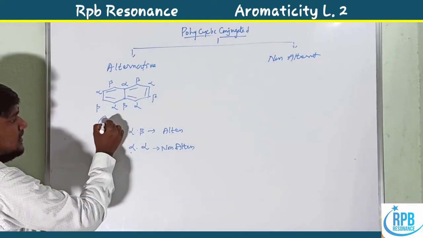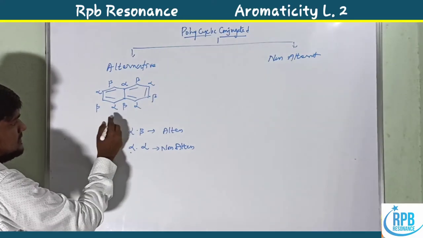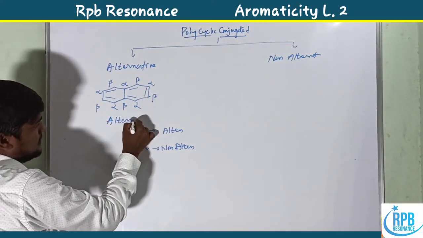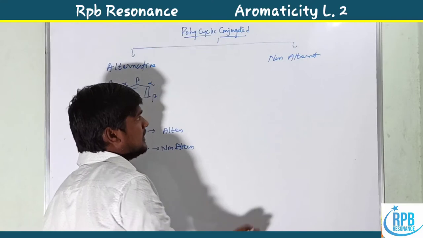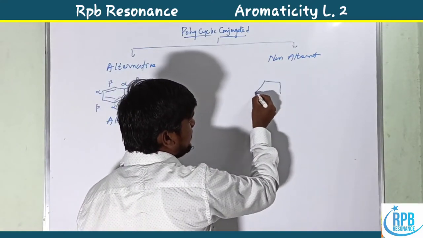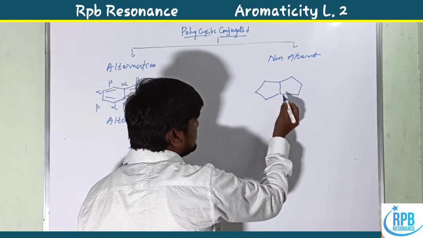So if alpha and alpha cannot be adjacent positions, or beta and beta cannot exist as adjacent positions, those are alternant conjugated bonds. Now here it is alternant conjugated. So it is an example of alternant conjugated bonds. Now in the case of non-alternant conjugated bonds, here is the pentalene structure. So pentalene is the best example.